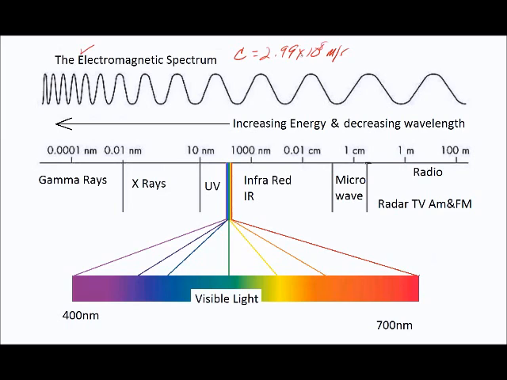But the important thing to remember about the electromagnetic spectrum is that all forms of electromagnetic energy travel at the speed of light, which is 2.99 times 10 to the 8th meters per second through the vacuum of outer space. Very fast. Another important point to remember about electromagnetic energy is that it comes in a variety of different wavelengths. It comes in a vast array of different wavelengths.